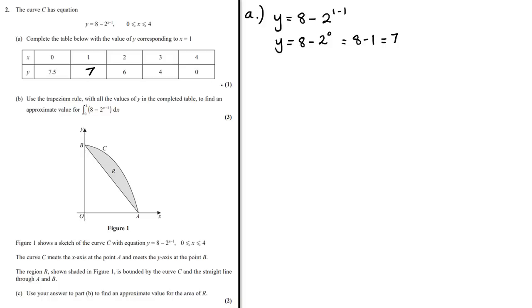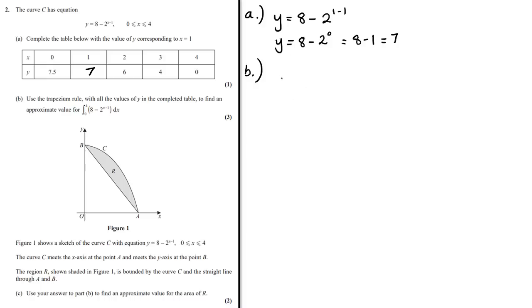So that's the first mark complete. For part B then, this is now just an application of the Trapezium Rule. And notice here this integral is from 0 to 4, just like we have here for our x coordinates from 0 to 4. And it's the same equation as in part A. So simply all we need to do is use this table with the formula for the Trapezium Rule, and we can find our approximate area.